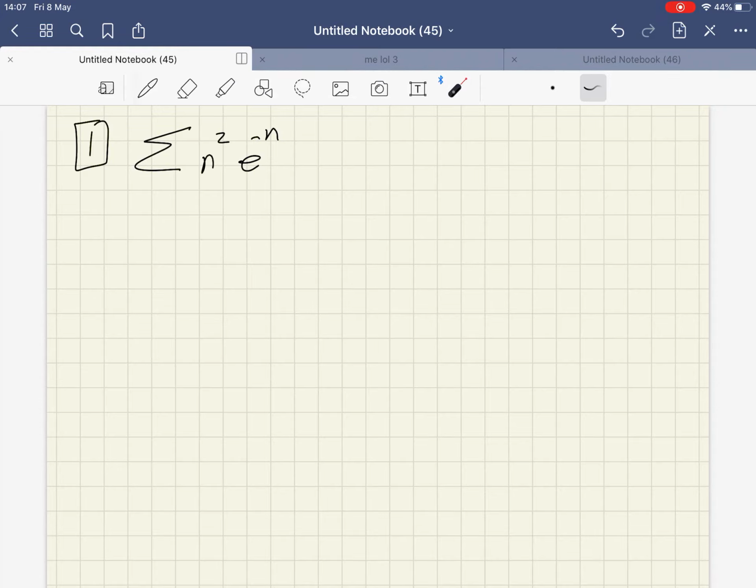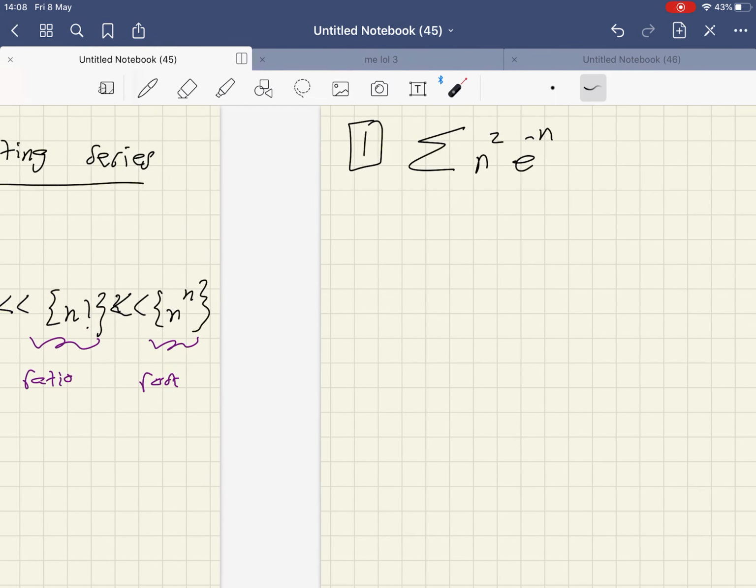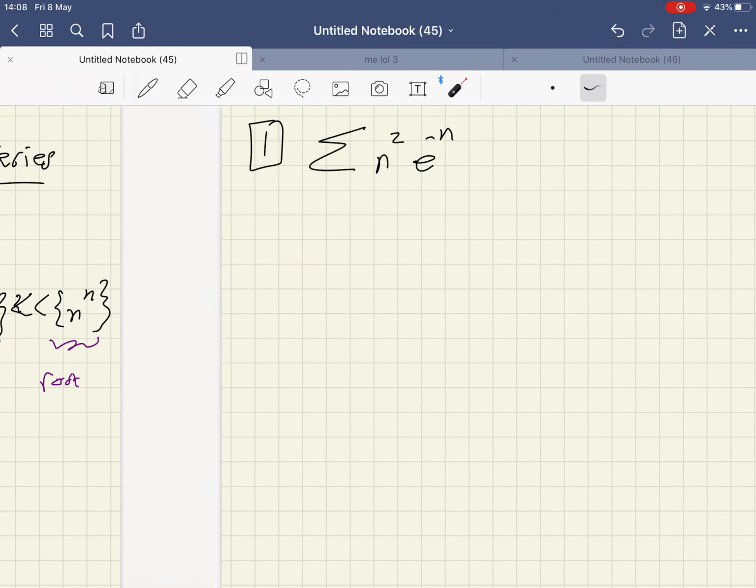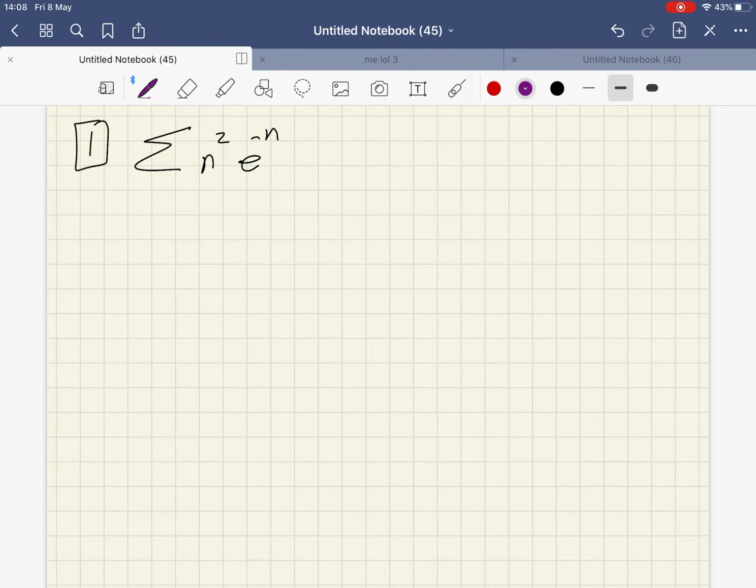Okay, welcome back to section 11.7. In this question, we want to test whether the series converges or diverges. If you look, this series consists of two things, polynomial and exponential. So if we go back to what we said before, if we have an exponential function, the ratio test seems to be a very good test to try. So let me solve this one with the ratio test.